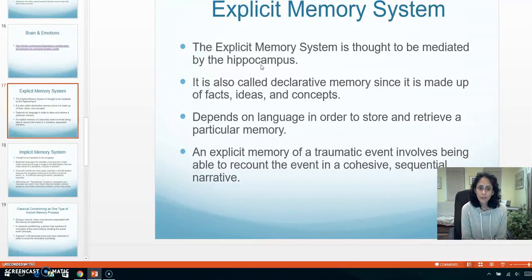It is free-floating. And I told you in the video earlier that we lose contact with language, and explicit memory depends on language in order to store and retrieve a particular memory. So when we're traumatized, we're going through the event, we have disconnected from our speech and language centers, and we are only experiencing the sensory information. Okay? And then the memory is too painful, so it doesn't get processed, and it continues to float around and can come up at any time.